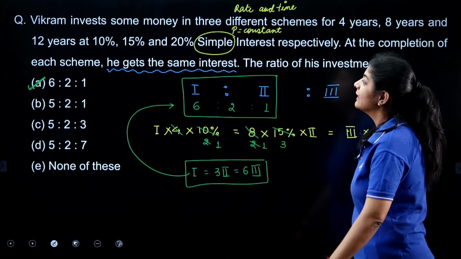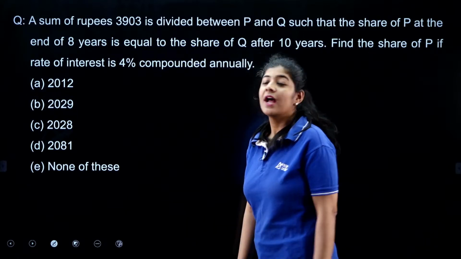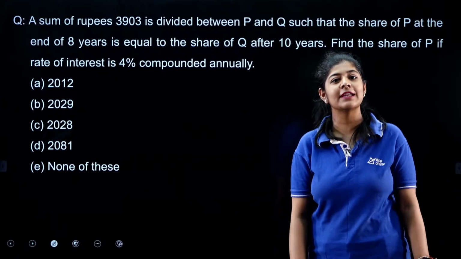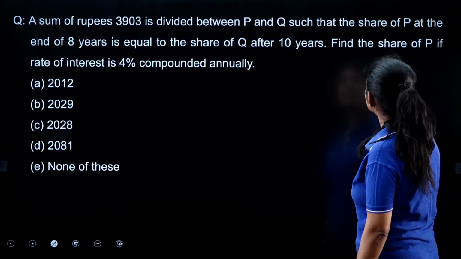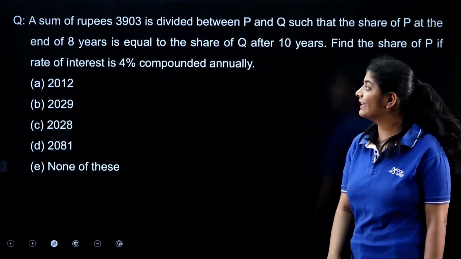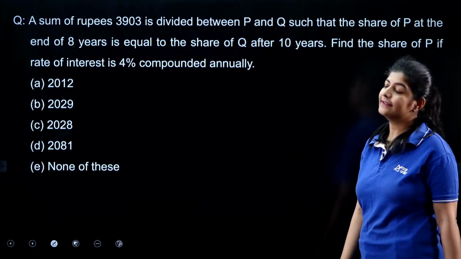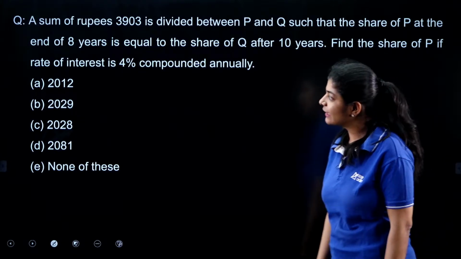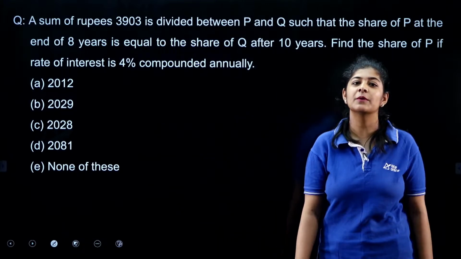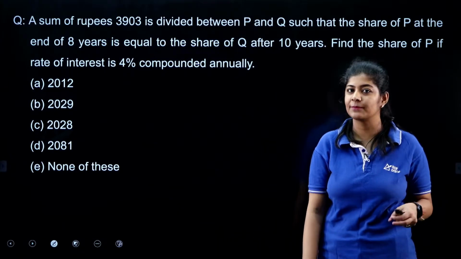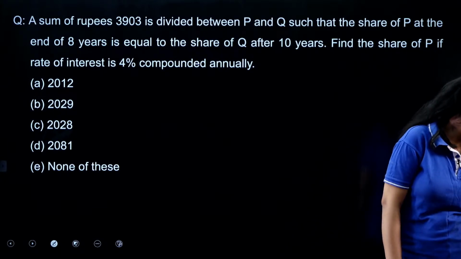It's clear, right? Next. The next one is also a very simple question. The question says that a sum of rupees 3,903 is divided between P and Q such that the share of P at the end of 8 years is equal to the share of Q after 10 years. Find the share of P if the rate of interest is 4% compounded annually. Here we simply need to use the concept of compound interest to get the answer. So what answer are you getting over here?